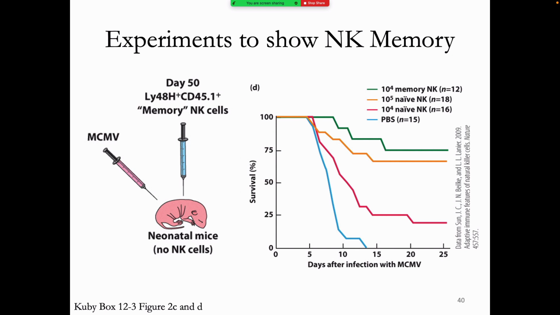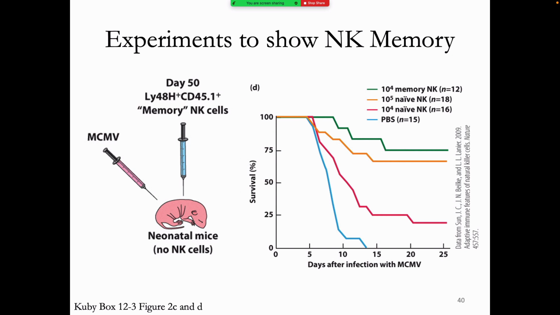Sure, makes sense. But then in the green, those mice are getting 10 to the fourth memory NK cells. So these are NK cells that have experienced infection before, and we're only giving 10 to the fourth. Remember, the red line here is what happened with 10 to the fourth naive NK cells. Now we do 10 to the fourth memory NK cells. Look at our survival. Look at how well those cells are able to protect.